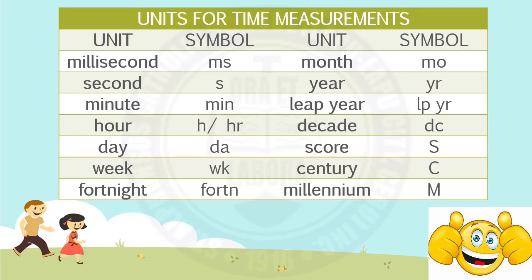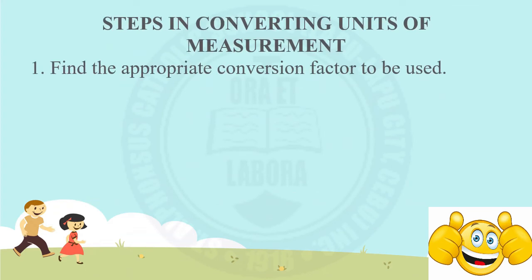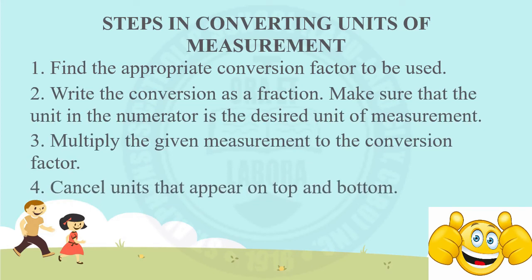So let's have an example, but we'll tackle first the steps. Same process. Try to read it in your mind, or I will just read it for you. Step 1. Find the appropriate conversion factor to be used. Step 2. Write the conversion as a fraction. Make sure that the unit in the numerator is the desired unit of measurement. Step 3. Multiply the given measurement to the conversion factor. Step 4. Cancel units that appear on top and bottom.